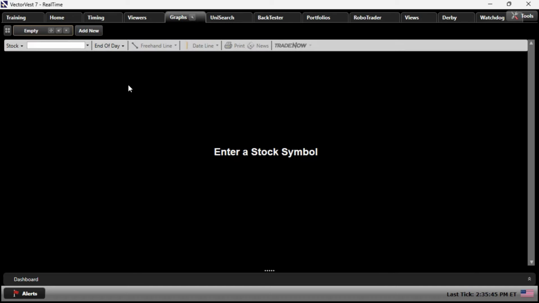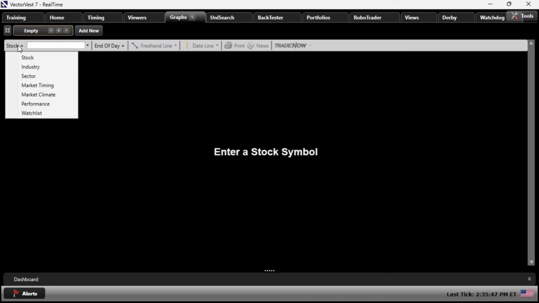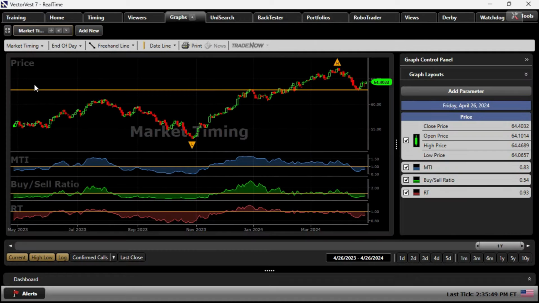From the Graphs tab, I'm going to change from a stock graph to a market timing graph. From here, I'm looking at a 1-year look-back period of the VectorVest composite. We can see clearly over the last year, we're moving higher from the bottom left to the top right, but we've had a lot of moves to the upside, to the downside, moving sideways, and that's where knowing how to use the indicator of the primary wave comes into place.